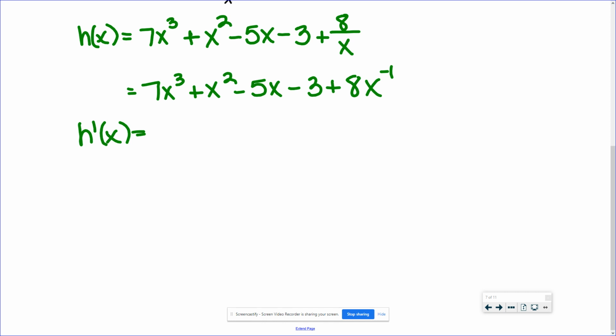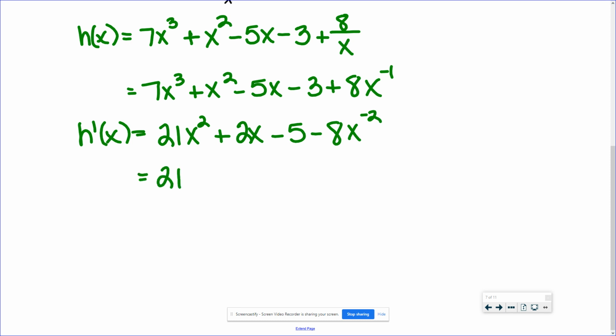Now we can use power rule to help us take the derivative. So this would be 21x squared plus 2x to the first minus 5. The derivative of 3 would be 0, so that term would go away. And then this would end up being negative 8x to the negative second power. Fully simplified, this problem is going to have everything at the beginning remain the same, but at the end it would be 8 over x squared.